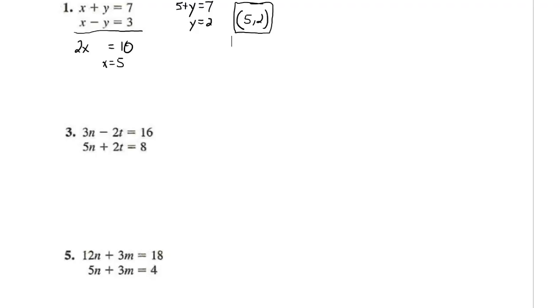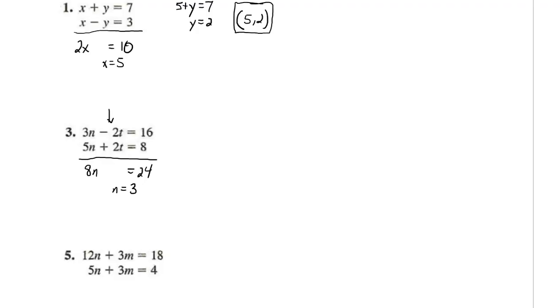Number 3, solve with the elimination method. Elimination method is when you want to have opposite variable terms. And we have that. The t terms are opposites. So add together. 3n plus 5n is 8n. 16 plus 8 is 24. Therefore, n is equal to 3.